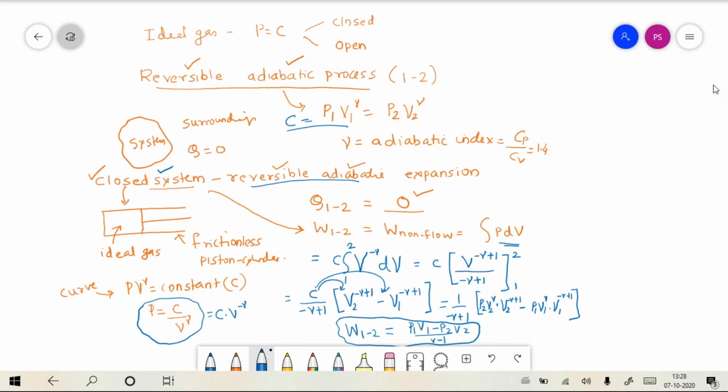Now, what would be the expression for the entropy change? Okay, what would be the value of entropy change in this? Ganesh is saying he wants me to repeat. Okay, Ganesh, I'll repeat this.